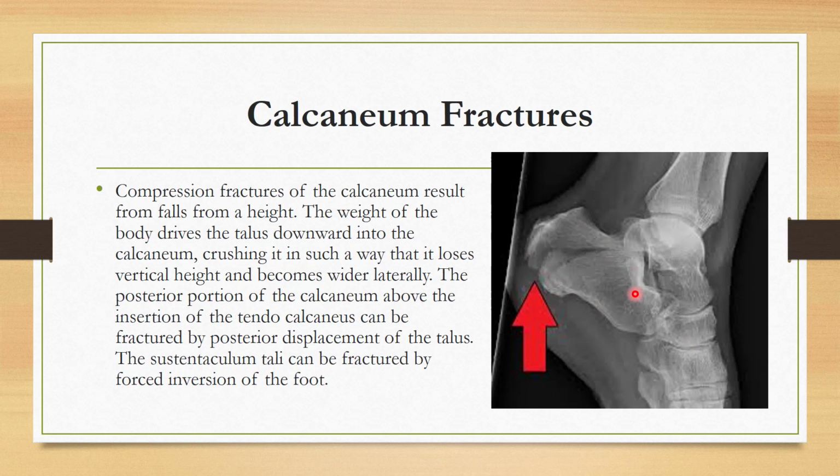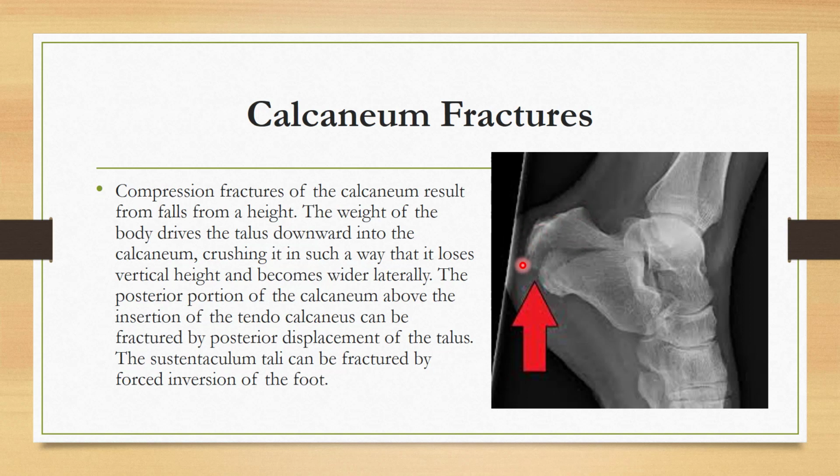Now there can be calcaneum fractures. Compression fractures of the calcaneum result from a fall from a height. The weight of the body drives the talus downward into the calcaneum, crushing it in such a way that it loses its vertical height and its width increases. The posterior portion of the calcaneum above the insertion of the tendocalcaneum can be fractured.